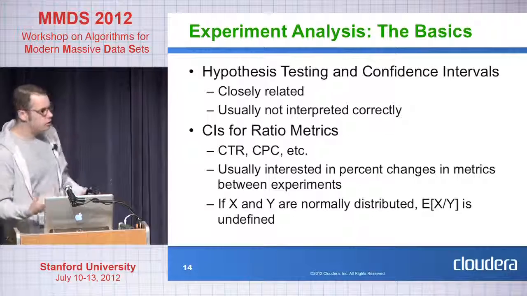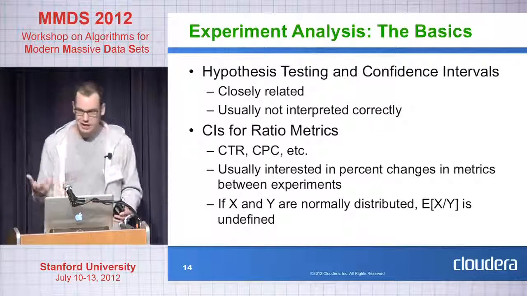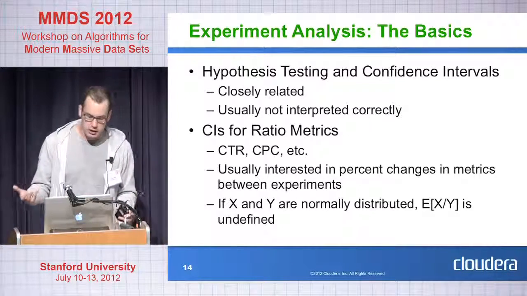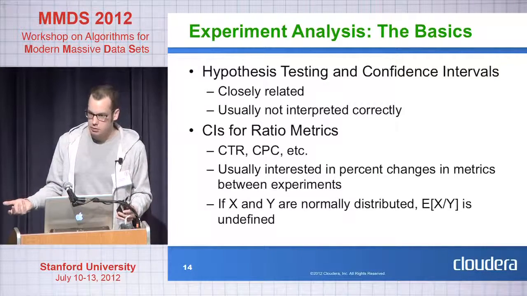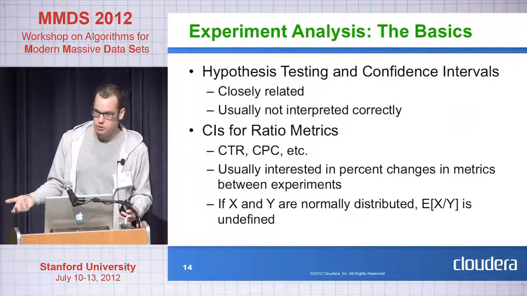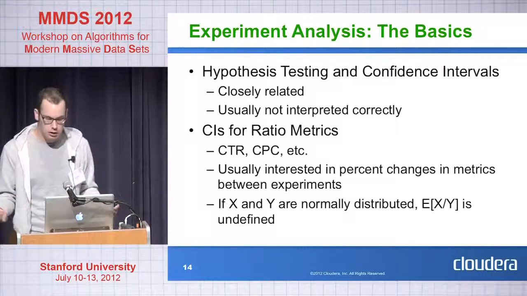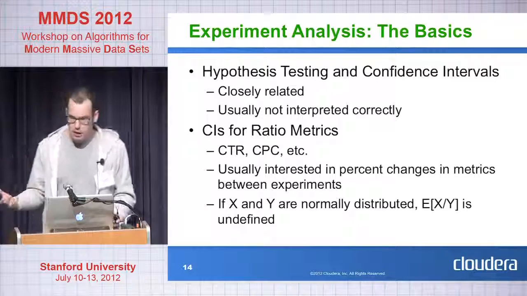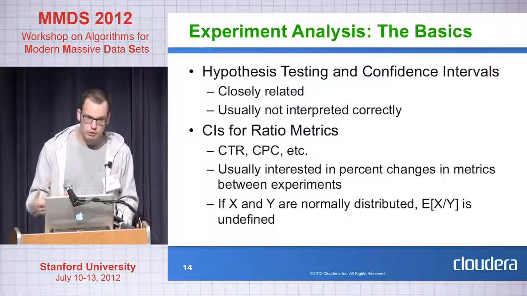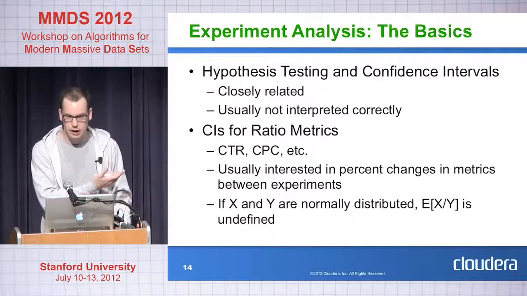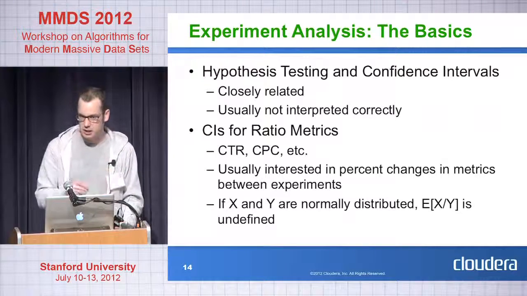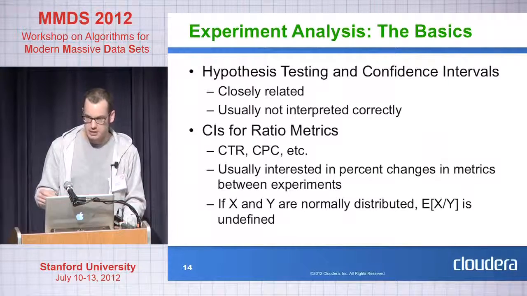But it turns out that calculating confidence intervals for ratio metrics is actually kind of hard. Because in particular, if I have two normally distributed random variables, the expectation of their ratio is actually undefined. The ratio of these things has a Cauchy distribution, which is bad. So we need some methodology that allows us to come up with reasonable, sensible confidence intervals while dealing with this undefined expectation problem.